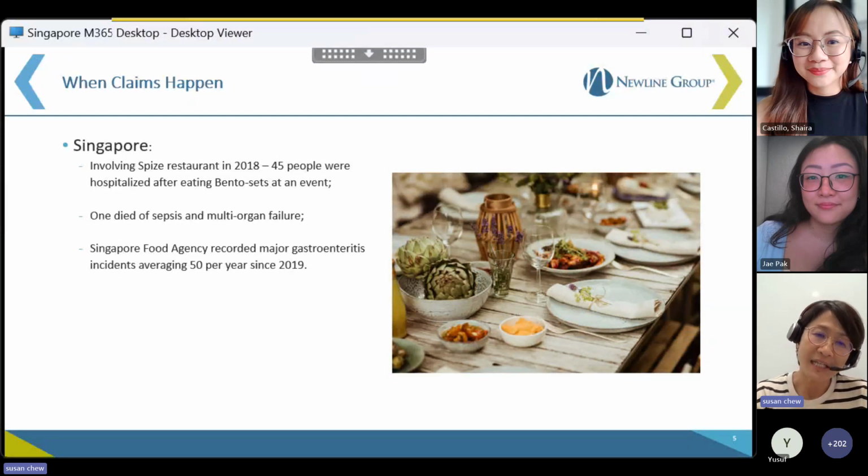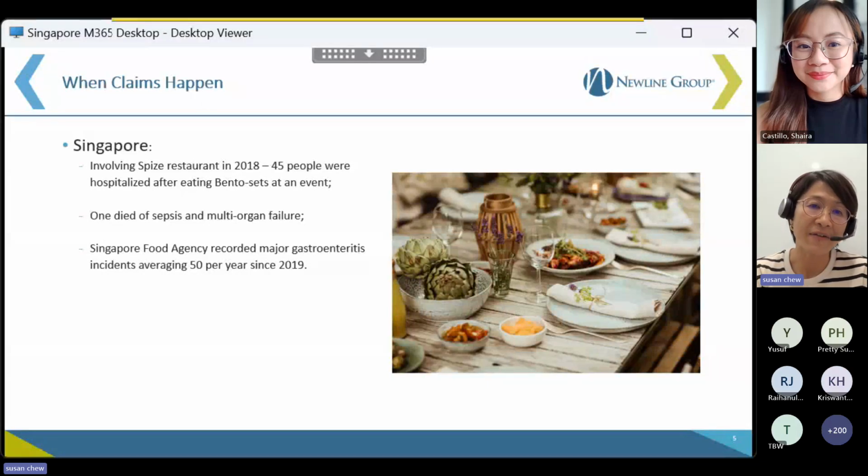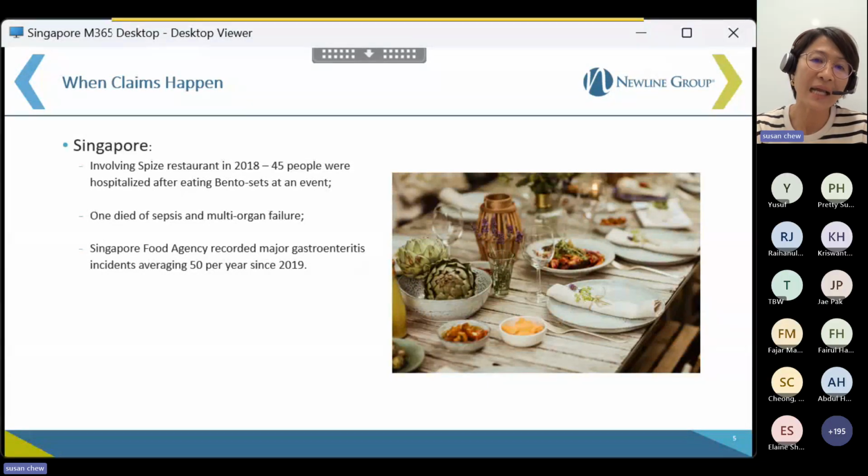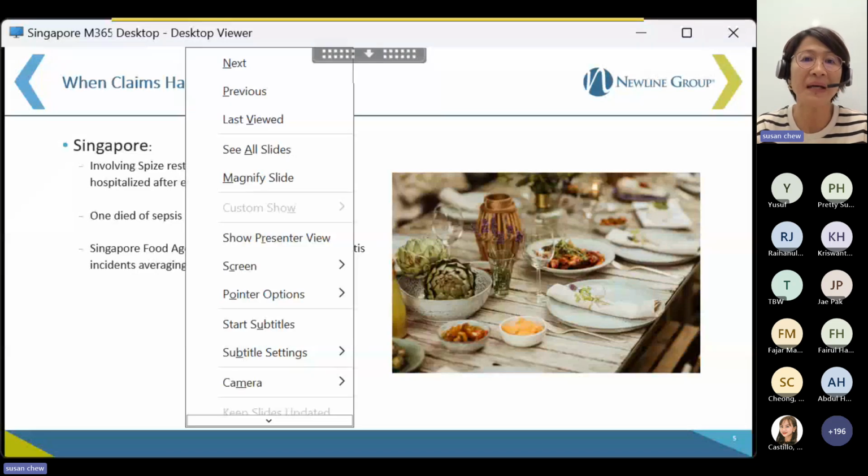In fact, there were some statistics produced by the Singapore Food Agency that food poisoning remains an area of concern, and where product liability is concerned, we are looking at 50 such incidents per year in Singapore alone. So this will be something that's closer to home in terms of a product liability claim.